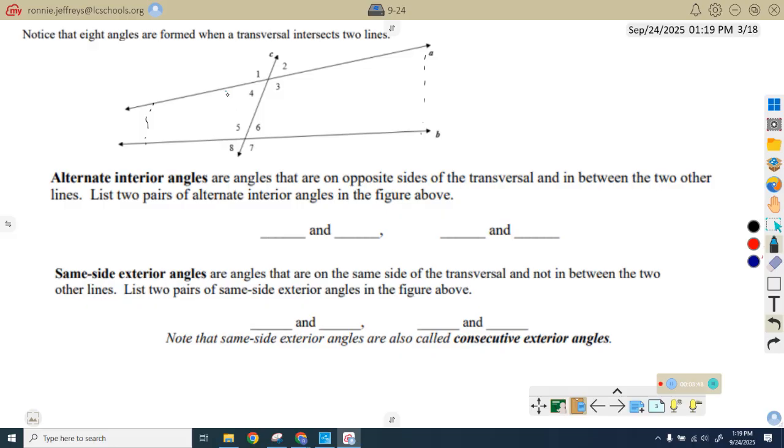Alternate interior. Again, the little box. Alternate means opposite sides of this transversal. So this would be angle 4, angle 6, angle 3, and angle 5. Now we're going to be going over these over and over and over, to really drill them in.